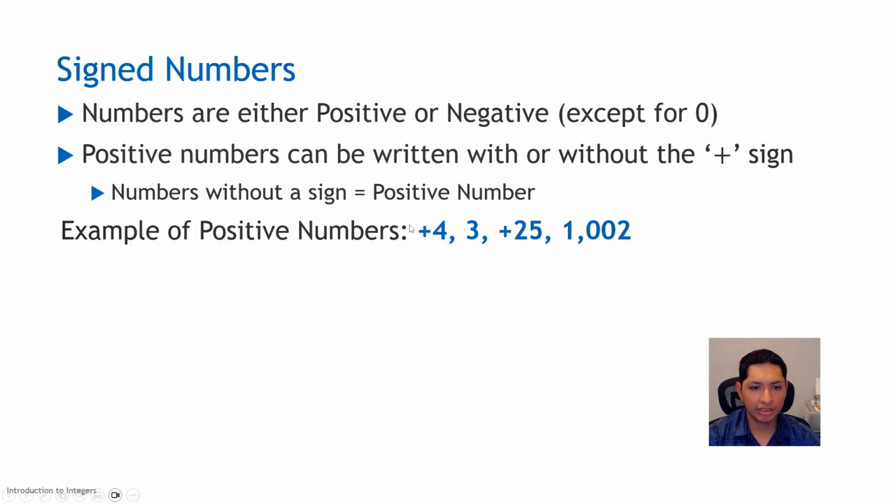So let's look at some examples of positive numbers. Here we have positive 4, where the positive sign is explicitly written in front of the 4. Next we have 3. There is no sign written next to the 3, so we can safely assume it's a positive number. 25 has the positive sign explicitly written, and then we have 1002 without the positive sign explicitly written. So all of these are positive numbers.